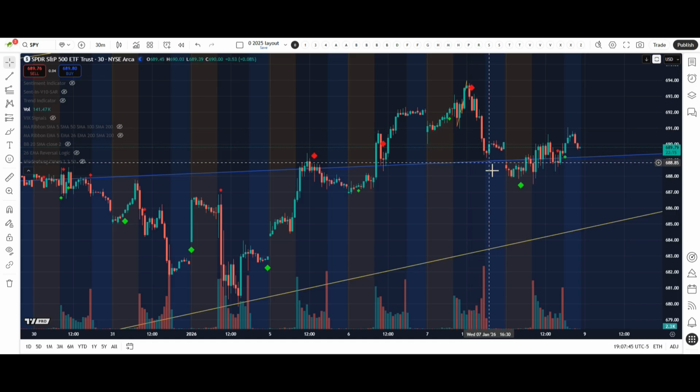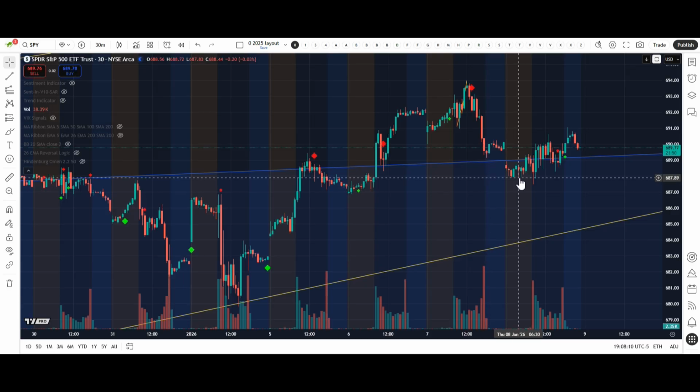I'm going to do a small challenge soon with this particular indicator using SDS to the downside and SSO to the upside, right at both directions. And let's just see how it goes.